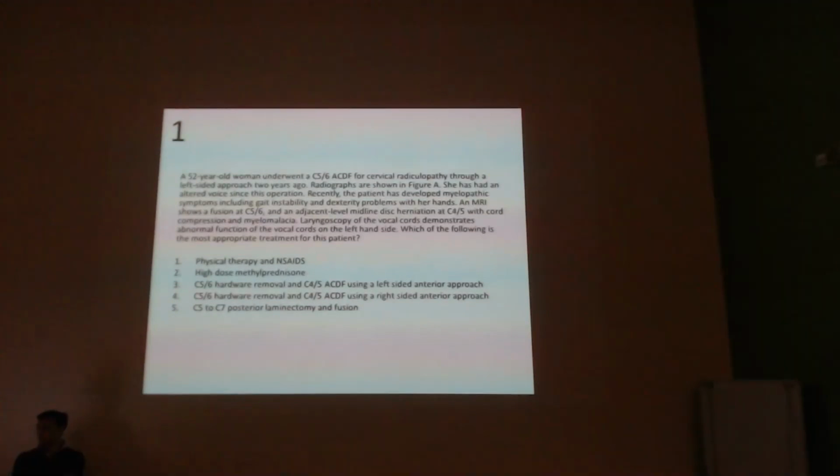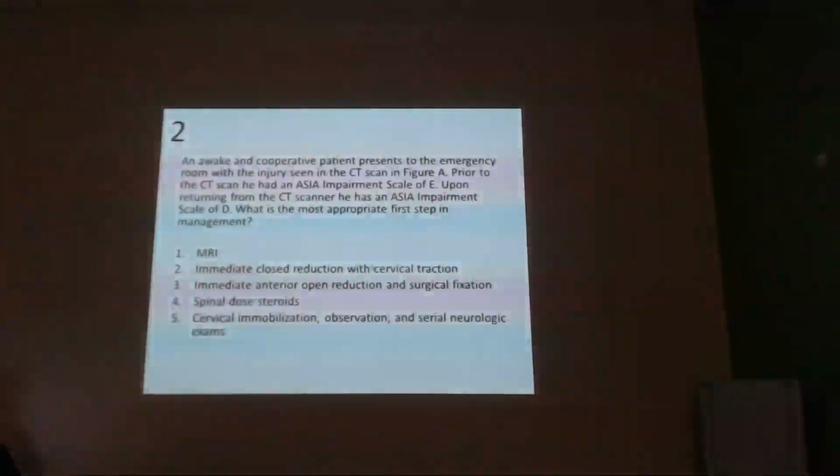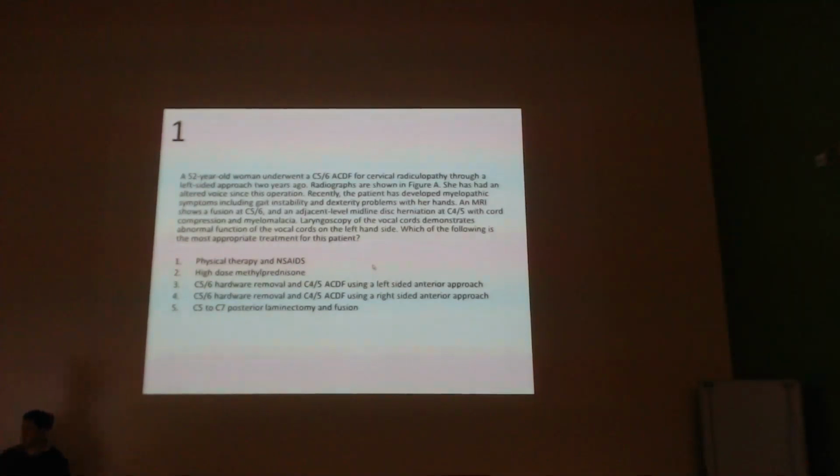What would you do there? 52-year-old woman underwent a C5-6 ACDF for a cervical radiculopathy through a left-sided approach 2 years ago. Radiographs are shown in figure A. Okay, so there's no radiographs, but essentially it's ACDF. She has had an altered voice since this operation. Recently, the patient has developed myelopathic symptoms, including gait instability and dexterity problems with her hands. An MRI shows a fusion at C5-6 and an adjacent level midline disc herniation at C4-5 with cord compression and myelomalacia. Laryngoscopy of the vocal cords demonstrates abnormal function of the vocal cords on the left-hand side. Which of the following is the most appropriate treatment for the patient?